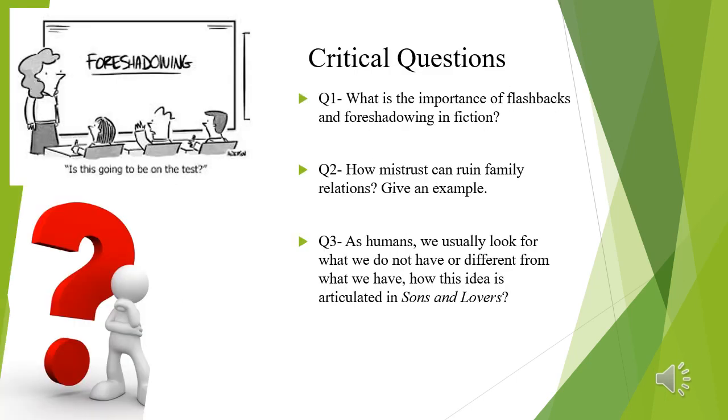Finally, we can extract a few critical questions. Question number one, what is the importance of flashbacks and foreshadowing in fiction? Second question is, how can mistrust ruin family relations? Give an example. Question number three, as humans, we usually look for what we do not have or what is different from what we have. How is this idea articulated in Sons and Lovers?